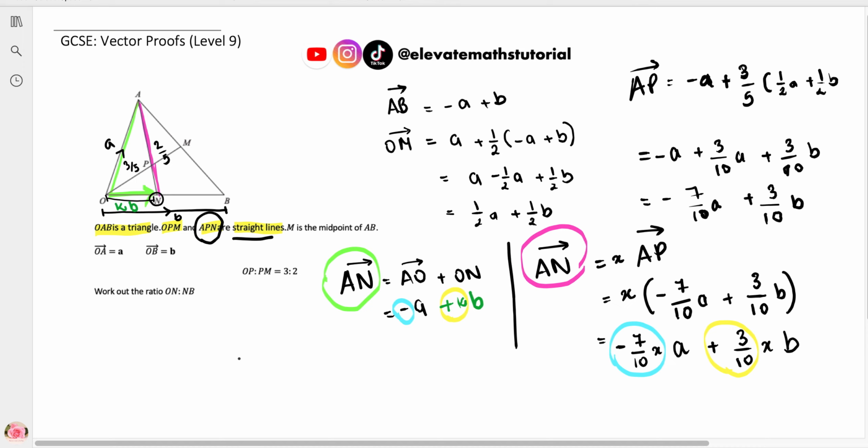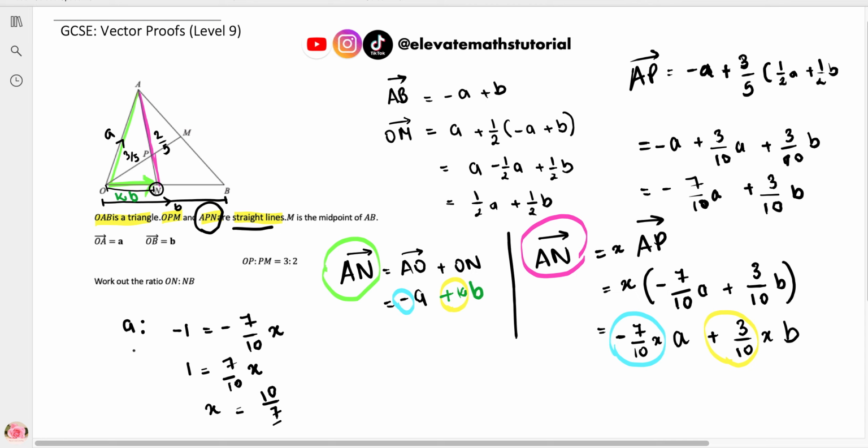Coefficients are numbers in front of these letters. So from a, what we can say is that what's in front of a is minus 1. That's equal to minus 7/10 x, which means we can say 1 is equal to 7/10 x. 7/10 times what gives us 1? That has to be the reciprocal, 10/7. So x has to be 10/7. So the value of x is 10/7.